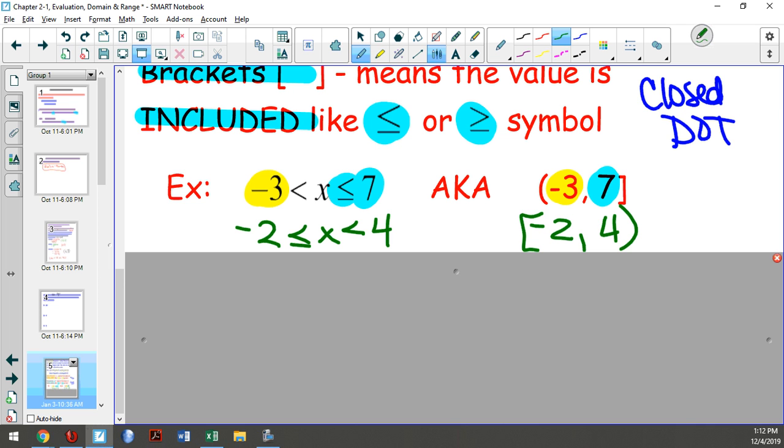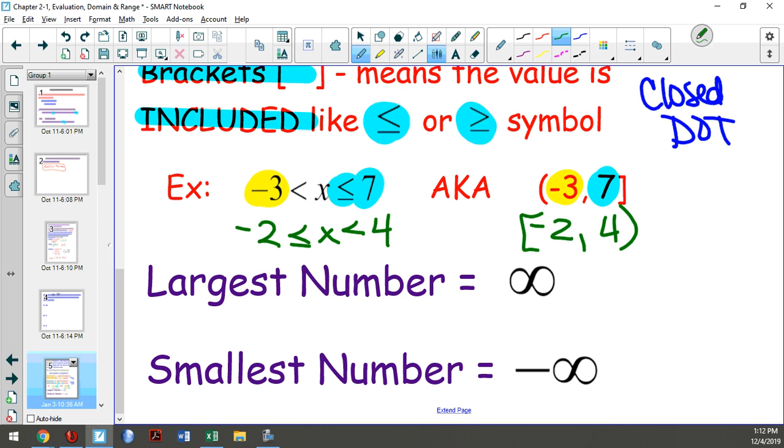Okay? Now, the largest number in the world is going to be infinity, and the smallest number in the world is going to be negative infinity. Do we all understand that? How do I write infinity symbols? It is a sideways 8. Do we all understand that? It is a sideways 8. We good? Yes? All right, that is interval notation.